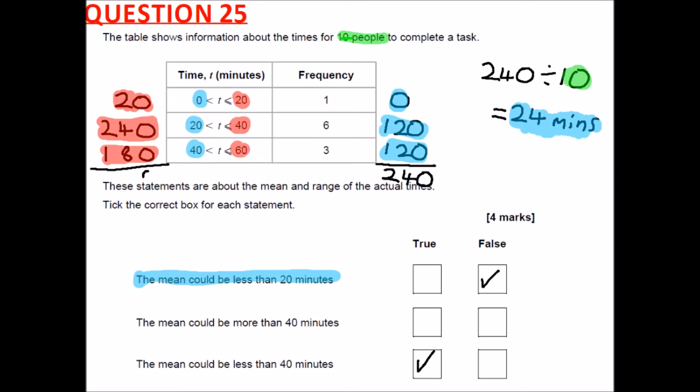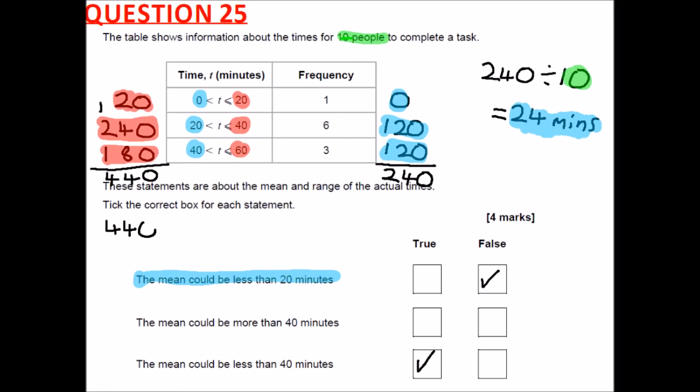0 plus 0 plus 0 is just 0. 2 plus 4 is 6. 6 plus 8 would be 14. So put the 4, carry 1 along. 1 plus 2 plus 1 would be 440. So that's a total maximum time it could have taken.